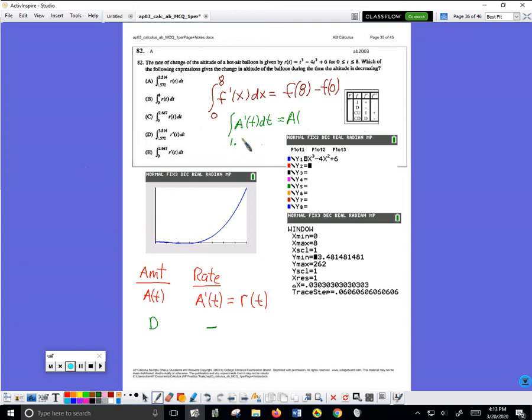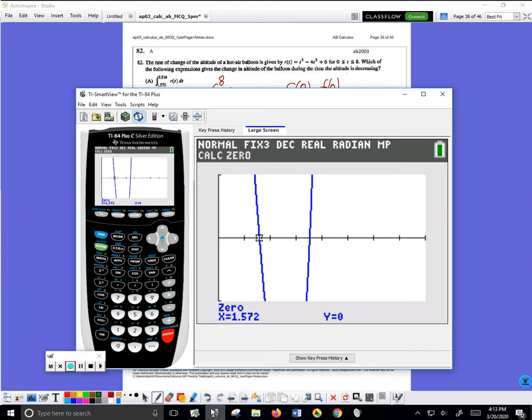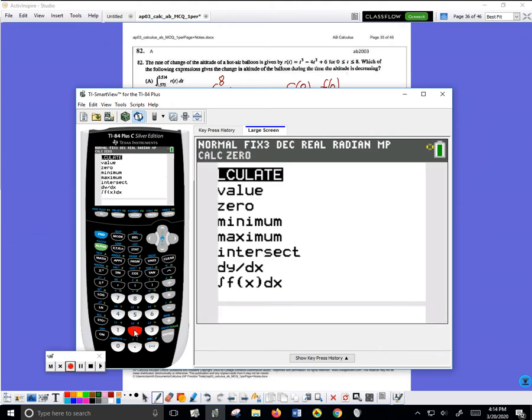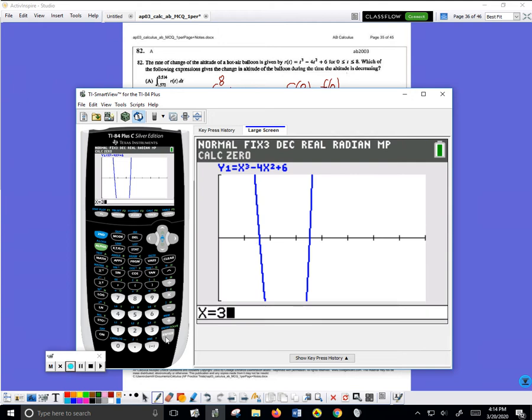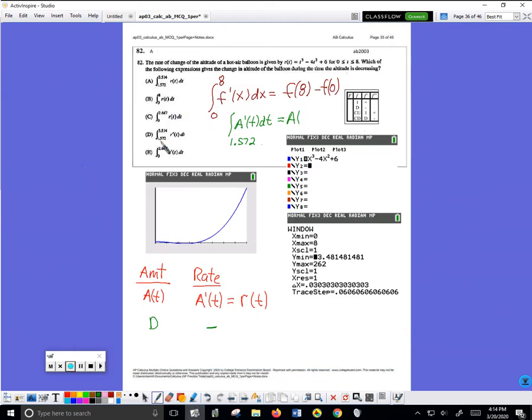So if I integrate from 1.572, and then I go find the other time, so I'm going to find this zero. So that's 1, 2, 3. So second, trace, find the zero. Start 3 is my left bound, 4 is my right bound, and 3.5 is a pretty good guess. Back to the problem. So this is about 3.5, and it turned out to be 3.514.